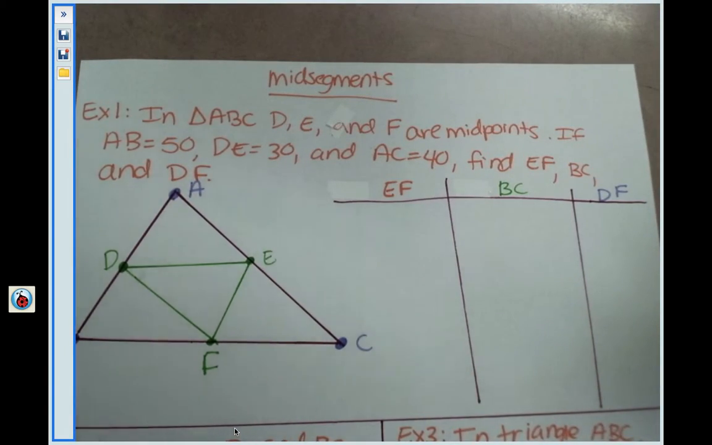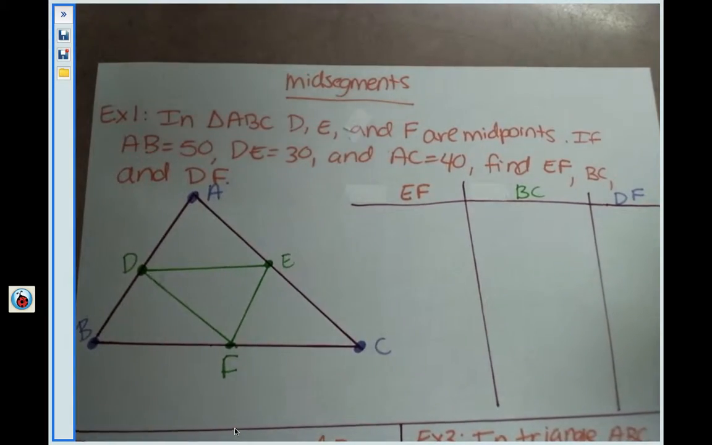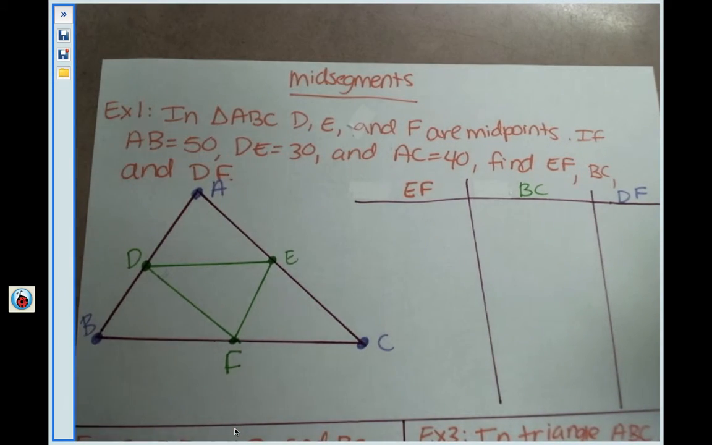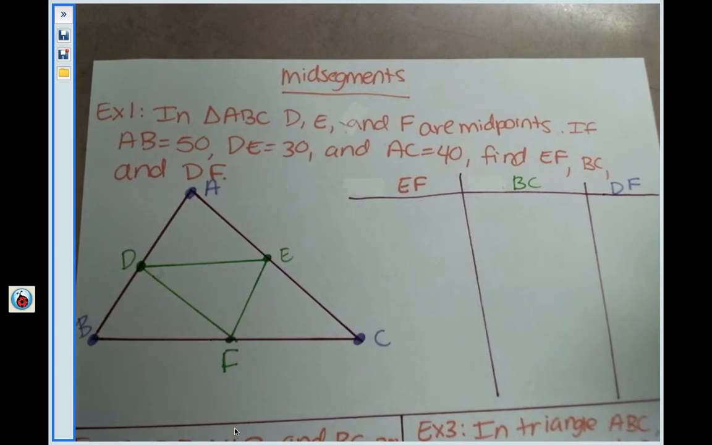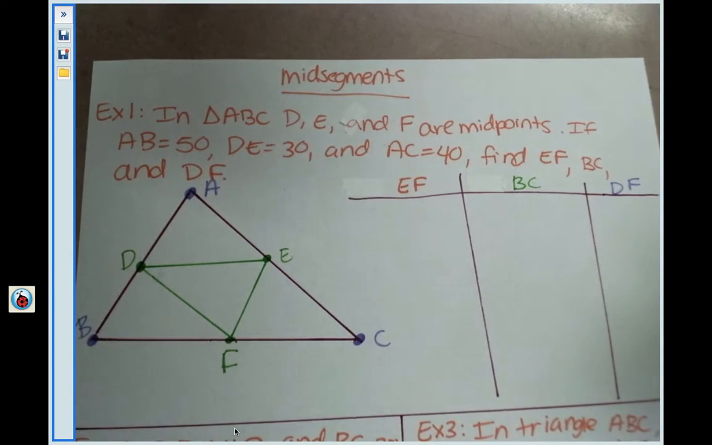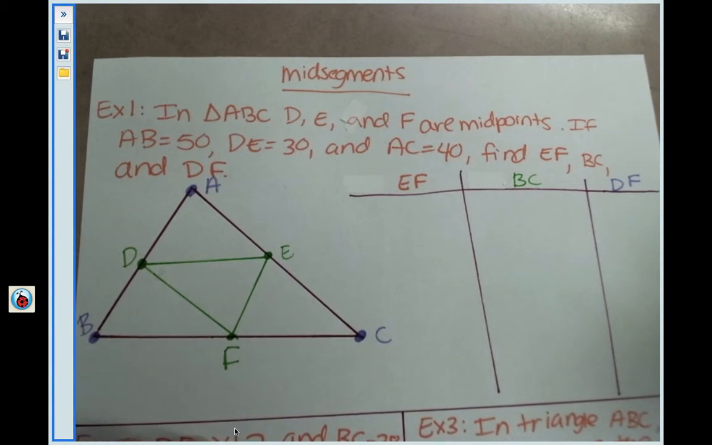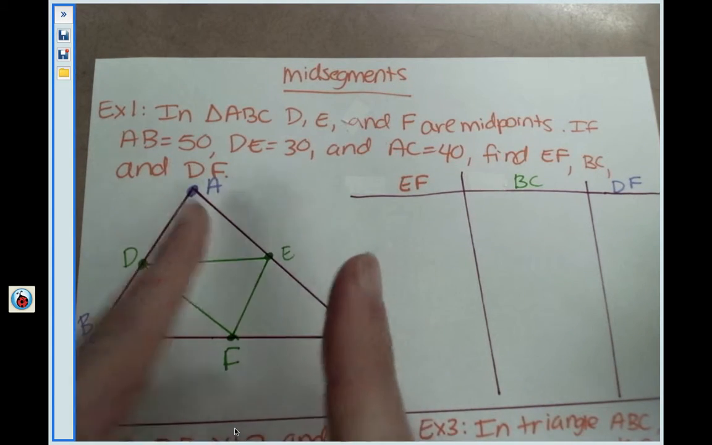Alright, so the first example is kind of a more basic, straightforward example. It says in triangle ABC, points D, E, and F are midpoints. First of all, don't forget, in geometry, you cannot assume things unless it's already marked in the picture or they tell you in the problem. Just because it looks like a midpoint doesn't mean it's a midpoint. The demon cats love to get people that just assume that things are midpoints. So don't do that. Bad things will happen to you.